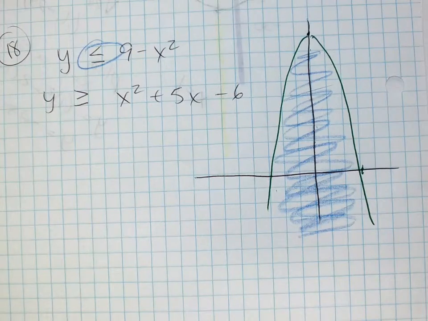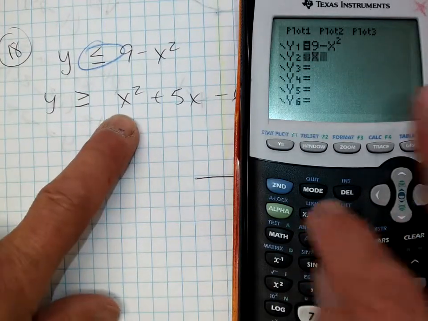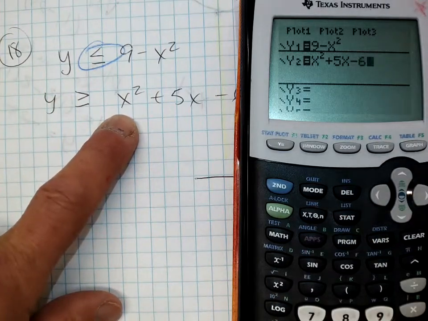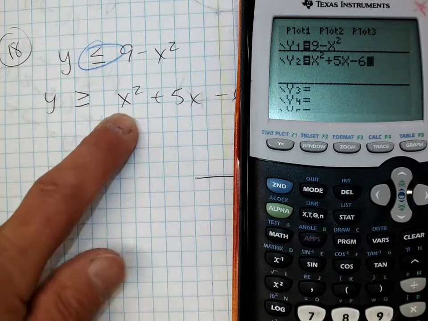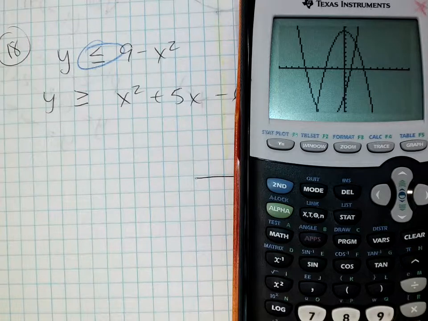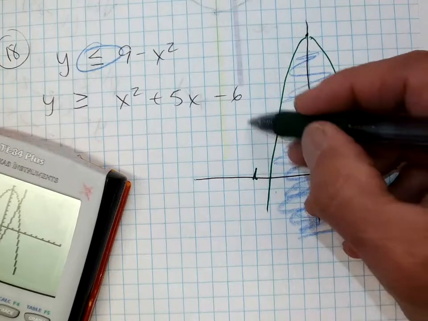Okay, now how about the other one? Let the calculator get it. Y equals, we'll go x squared plus 5x, subtract 6. And let the calculator do the work, right? Push the button. Boom, there it is. It looks like that. So let me put that one in. It looks something like this.